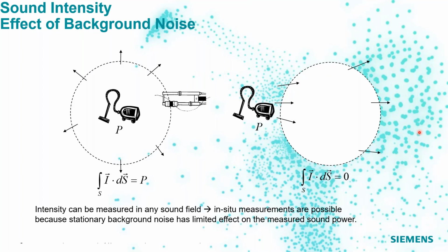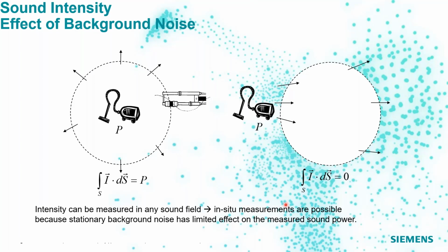Intensity measurements can be performed in situ. So even in a factory floor, for example, where there can be a lot of background noise, you can still perform that. You don't necessarily need an anechoic chamber for doing that type of testing. That is the great advantage with intensity, that the background noise has very little influence on it, and so you can do the measurements to compute the sound power for it.